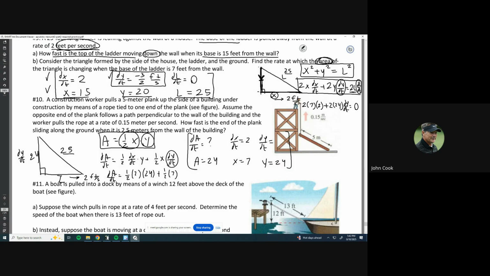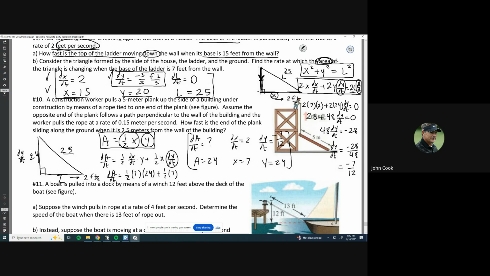And then if I solve this out, 2 times 2 times 7 is 28. 2 times 24 is 48. And then if I solve for dy dt, I get 48 dy dt is equal to negative 28. And if I divide both sides by 48, I get dy dt is equal to negative 28 over 48. And those are both divisible by 4. That gives me negative 7 over 12. So dy dt, the missing thing that I need, is negative 7 over 12.